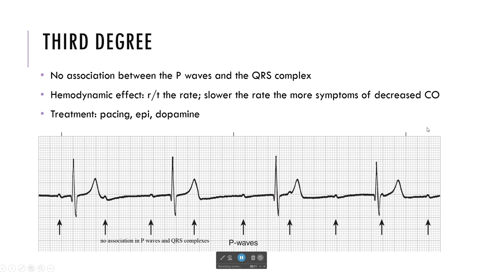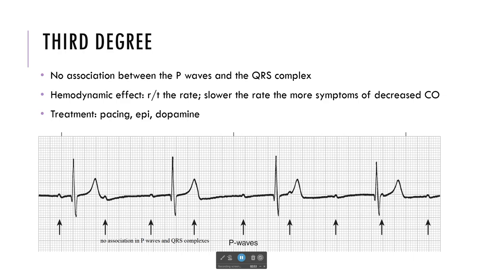So what's the hemodynamic effect? Well, it depends on the rate. The slower the rate, the more signs and symptoms of decreased cardiac output they're going to have. They can have all the signs of decreased cardiac output, but lightheadedness, dizziness, fainting, syncope are very common because of the slow heart rate and decreased cardiac output. So, treatments for them: pacing, epi, dopamine. This isn't the order. You do whatever is easiest to do first, so we can give them some IV epi. We can do dopamine. Remember, dopamine increases cardiac output by increasing heart rate, which is why dopamine works.